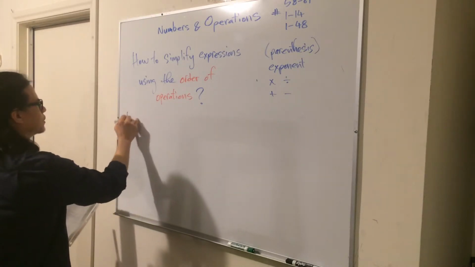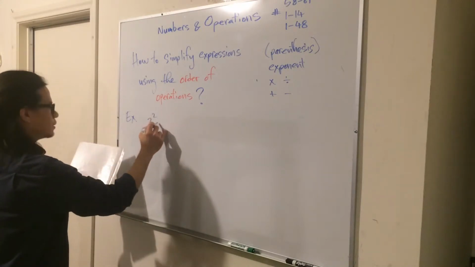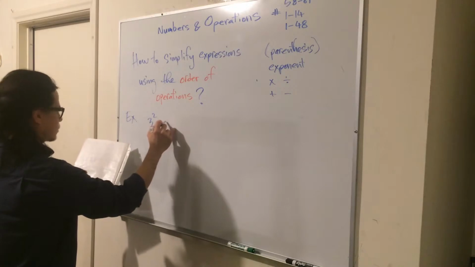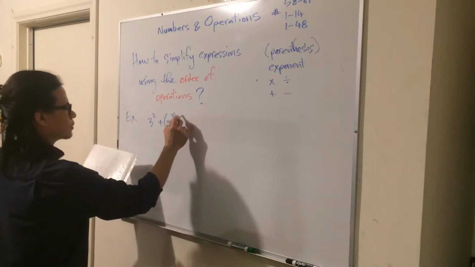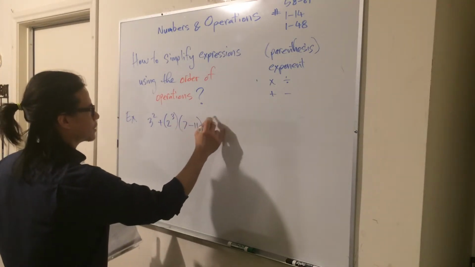Okay, so here it goes. 3 to the second power. Right off the bat, there's an exponent involved. Plus 2 to the third. Ooh, that's parentheses too. Times 7 minus 11 equals what?